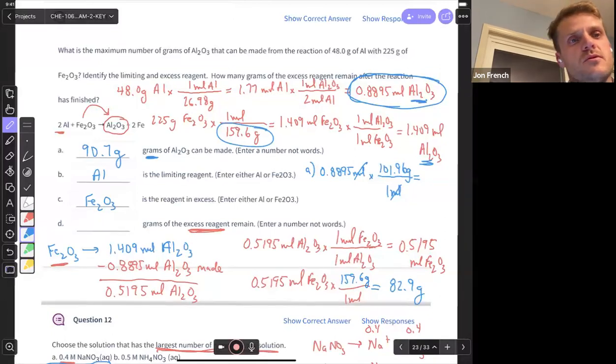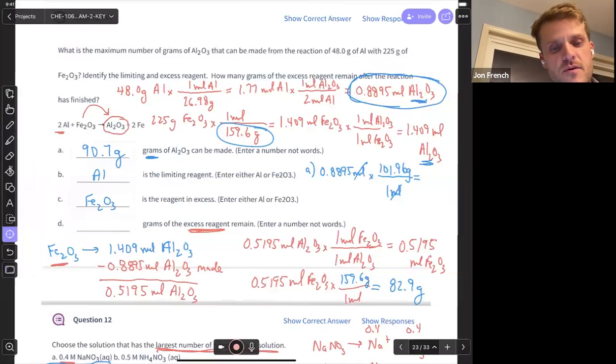Will asks, what would this question look like on the exam? Basically, you're going to answer A. If I gave you this many grams of aluminum and this many grams of iron 3 oxide, how many grams of aluminum oxide could you make? Or how many grams of iron could you make? So it would just be step A.